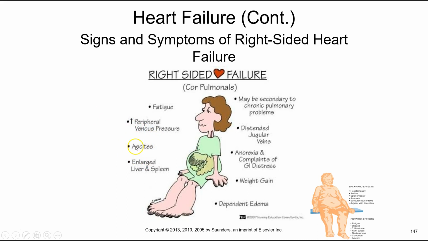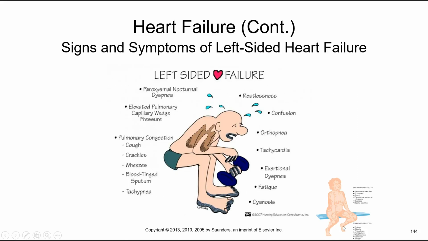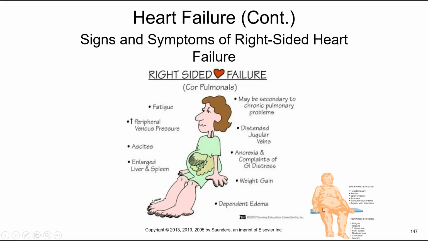So ascites means fluid in the abdominal cavity as well. I think that's what these women are trying to convey, the fluid in her abdomen and the fluid in her legs, compared to her having respiratory distress. I don't think it's really great at illustrating either of those things. I think this lady's better for it.